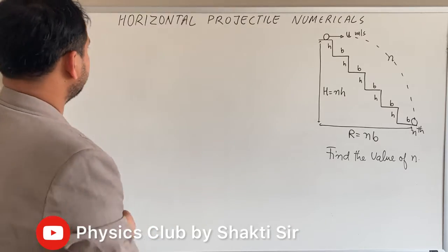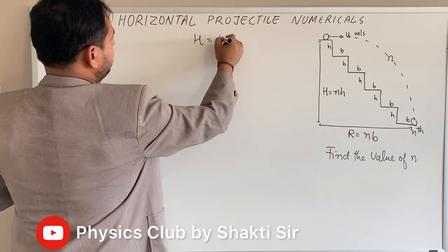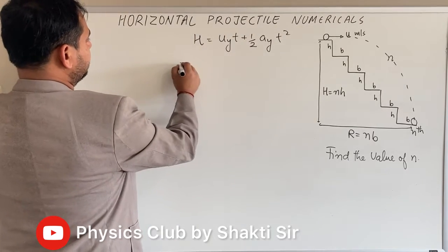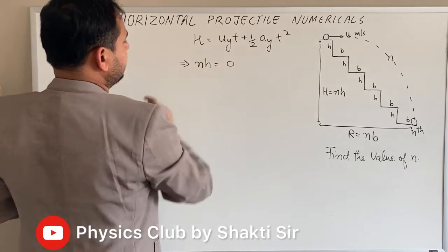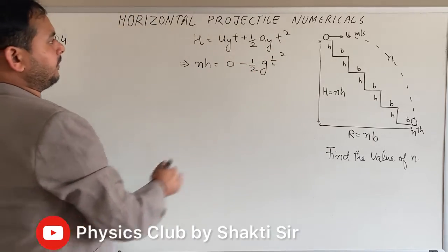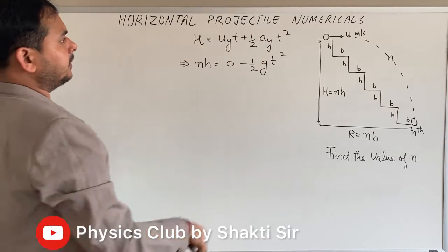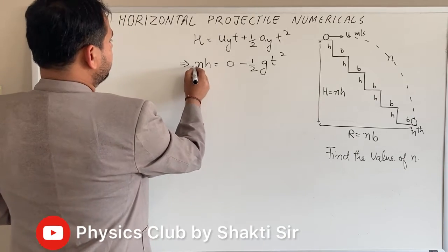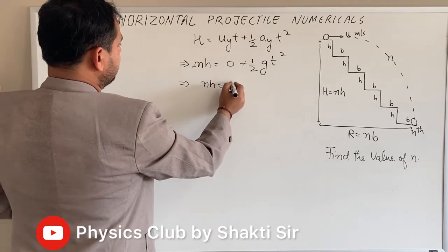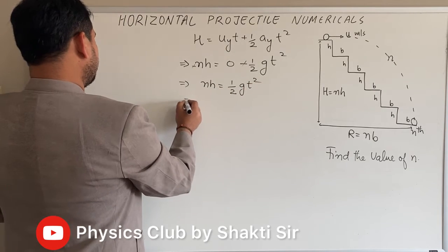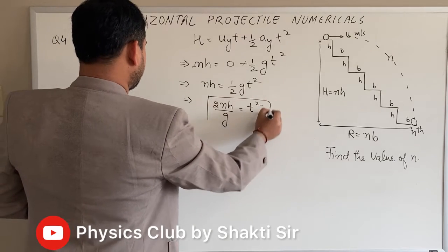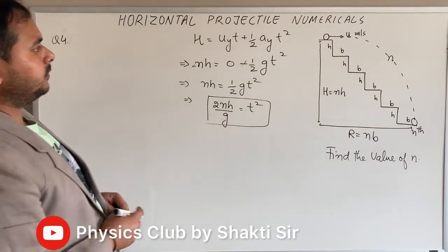equation along the y-axis. Here total height equals u t plus half a t square. The total height is equal to n times small h, the initial velocity along the y-axis is 0, minus half g t square. The acceleration along the y-axis is downward. Similarly, the displacement along the y-axis is also downward, so I am putting the negative sign here too. So this negative and this negative will cancel each other. So n h is equal to half g t square. So the value of t square can be written as something like this. We will use this equation. So this is the equation along the y-axis.